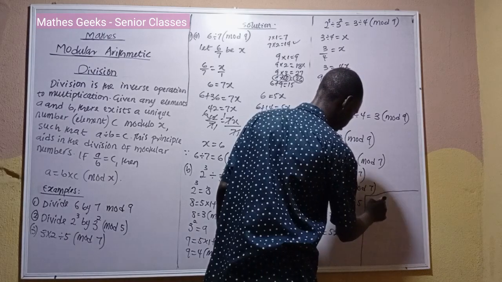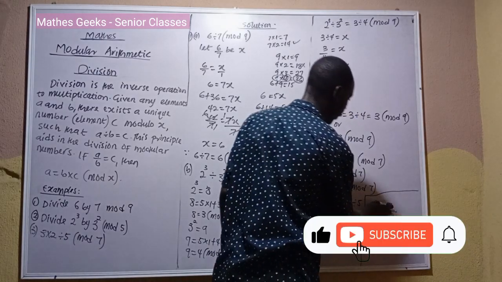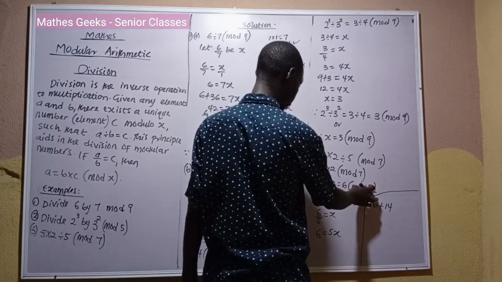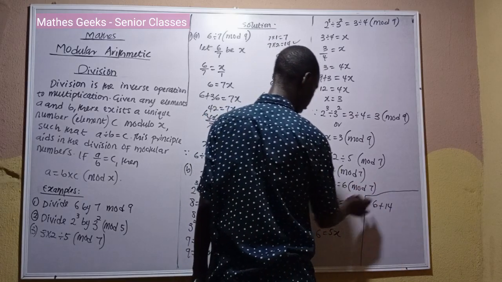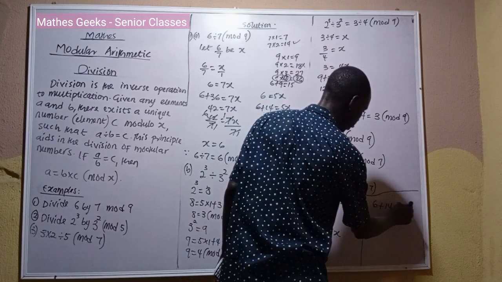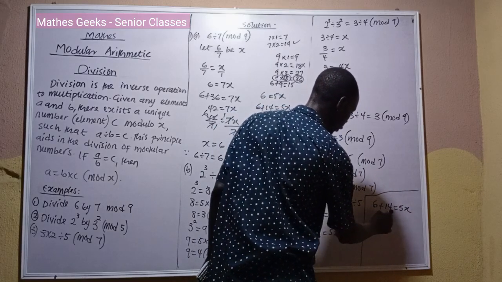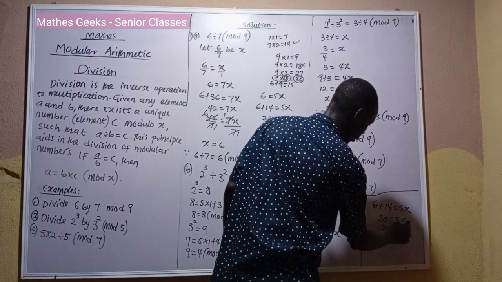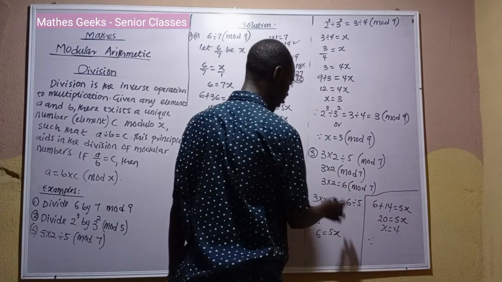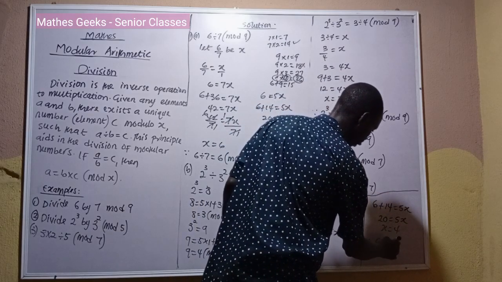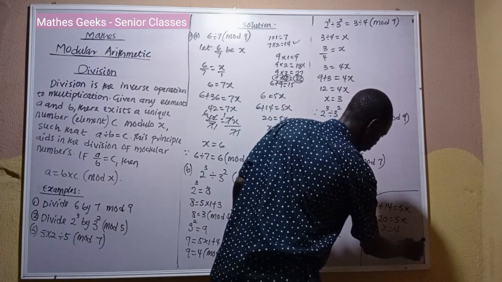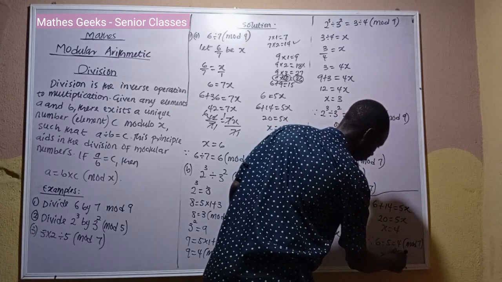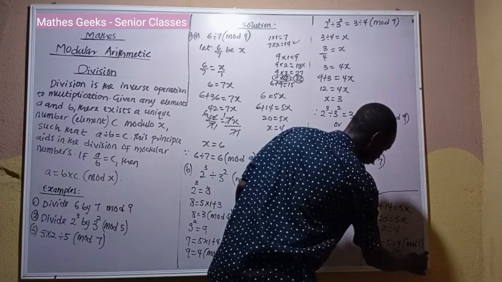So 6 equal to 5x. We get 6 plus 14. 14 is a multiple of 7 that when 6 is added to it is divisible by 5. So 6 plus 14 equals 5x, so x equal to 4. Therefore, 6 divided by 5 is equal to 4 mod 7, or we say x equal to 4 mod 7.